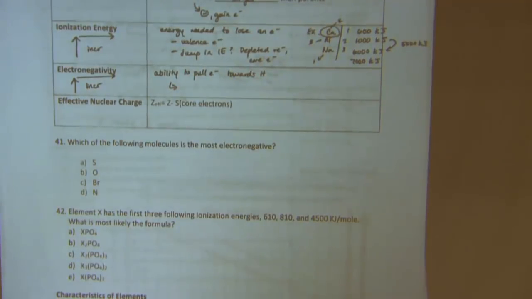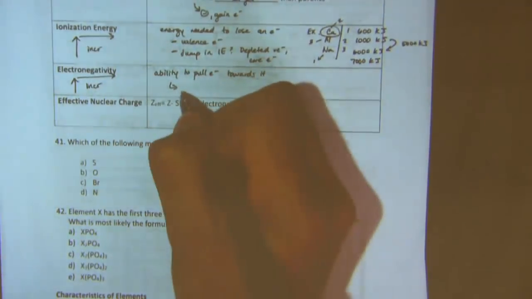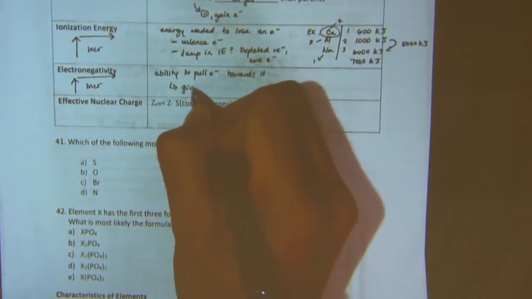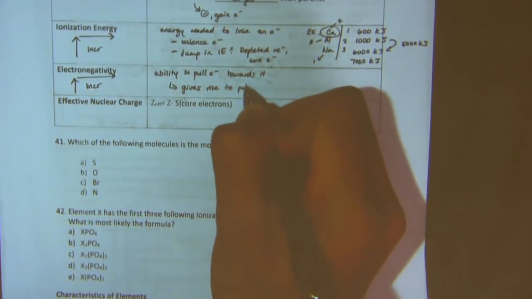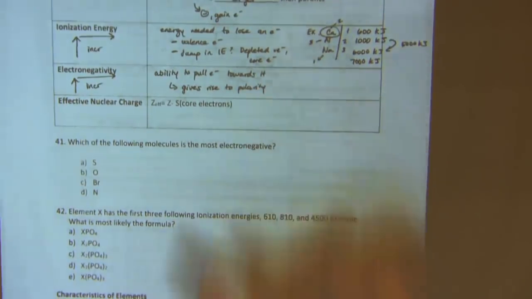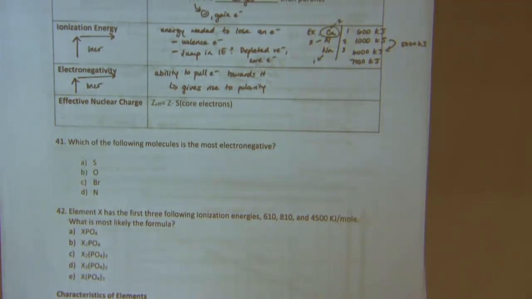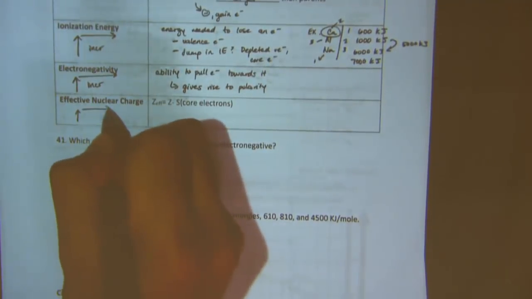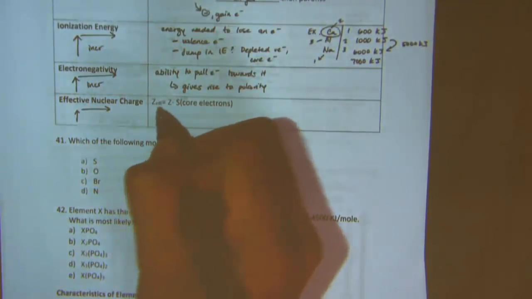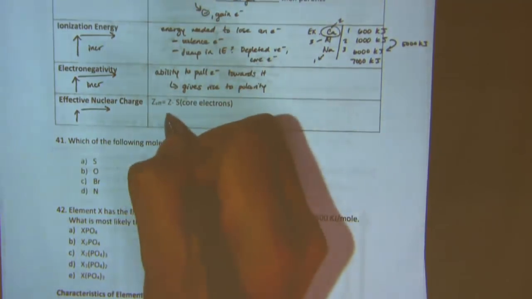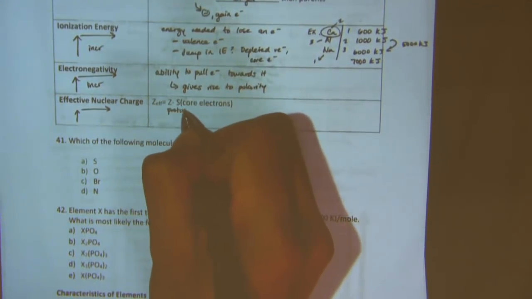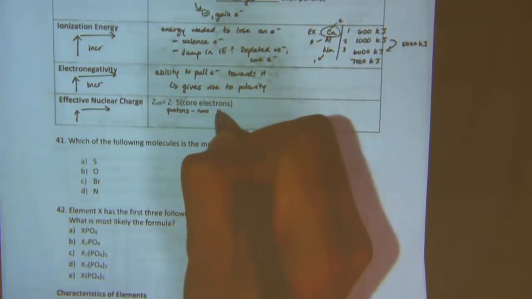This will give rise to polarity, which we'll practice later on. But this is a trend that relates to the polarity of bonds and whether or not there's a net dipole or no dipole at all. And then finally, we have effective nuclear charge. The equation for that is Z effective is equal to Z minus the core electrons, or in other words, protons minus core electrons.